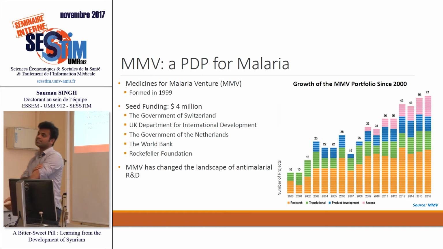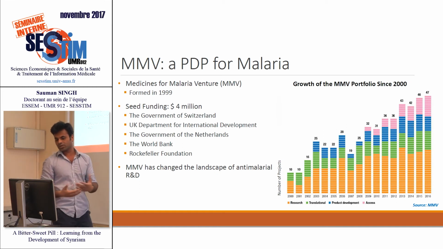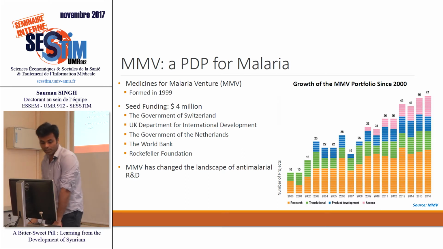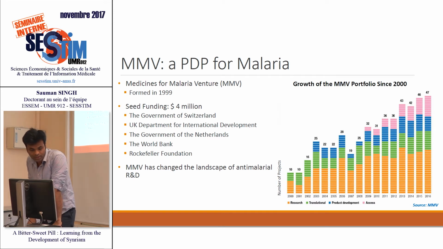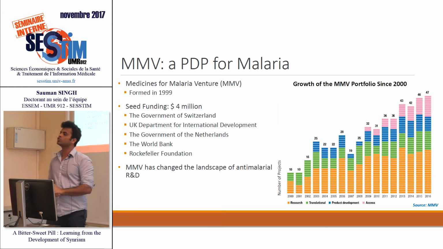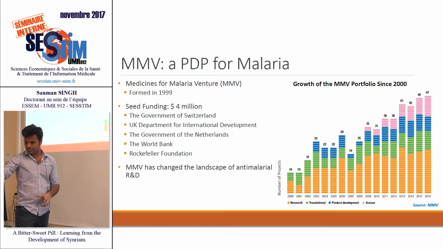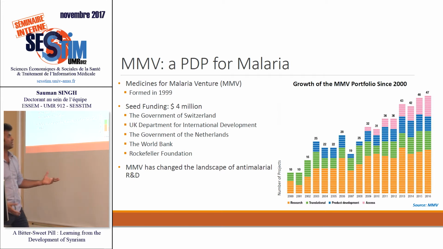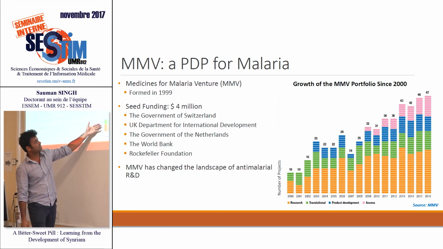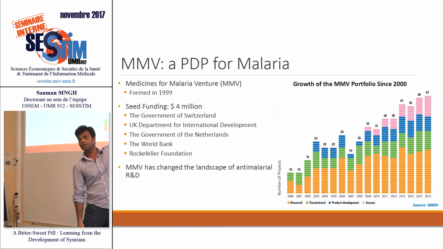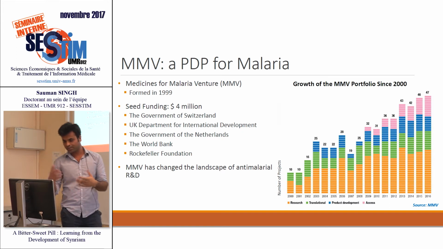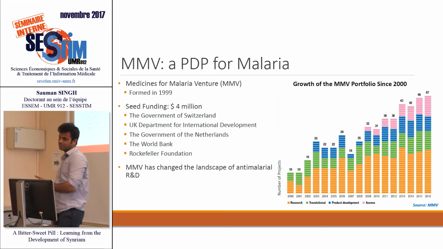MMV came out in 1999 with the help of public and private organizations, like the Government of Switzerland, UK DFID, the Government of the Netherlands, the World Bank, and the Rockefeller Foundation. And their idea was that we will chip in some money and try to catalyze R&D into malaria. What we see is that within the last almost 20 years, the malaria medicine R&D market has changed. In the beginning, they started with 10 products. Now they have almost 10 products in the market, and they're working on 47 different independent projects for malaria. So it completely changed the malaria medicines landscape.